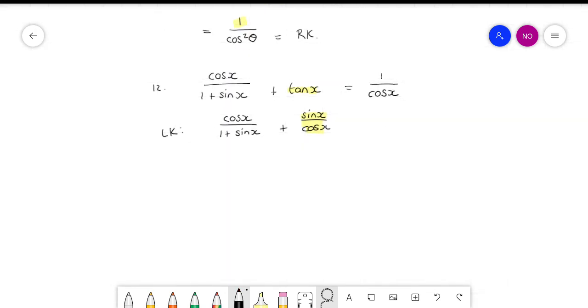Okay, now we're back to those 3 skills. We don't have another one of our identities that we can apply. There's no factorization, but I can go and write those 2 fractions as 1. What will the common denominator be?